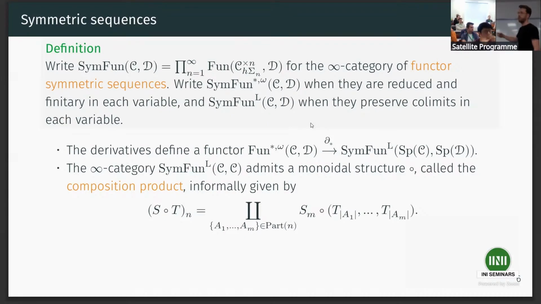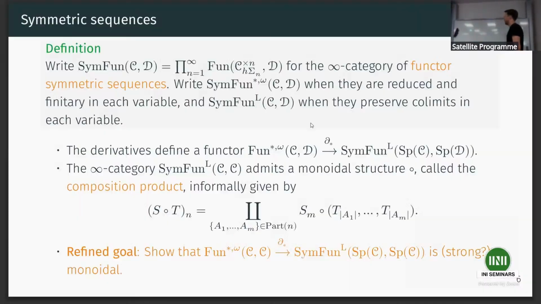So this formula is very reminiscent of the composition product of symmetric sequences used to define operads. And as you might notice, it also looks a lot like the Faà di Bruno formula. So, the goal that I said about proving the chain rule, we can refine it or reformulate it as saying we want to show that this functor is strong monoidal. So that is actually a stronger statement than just having a formula, because it also allows you to translate the things about, say, monads from one side to the other.